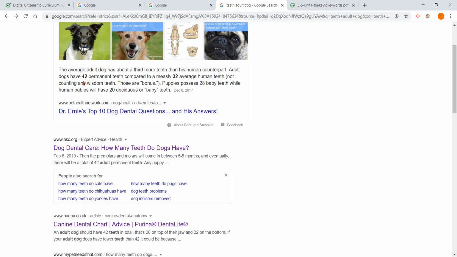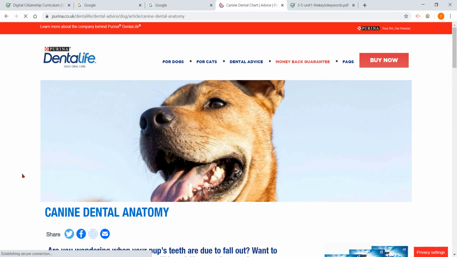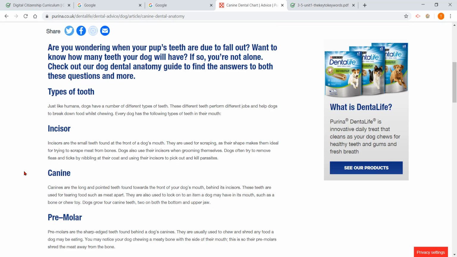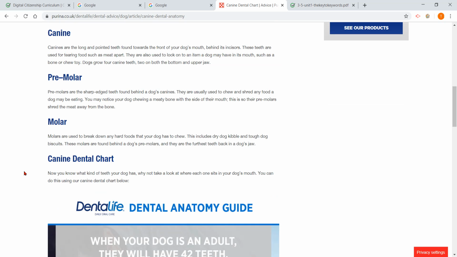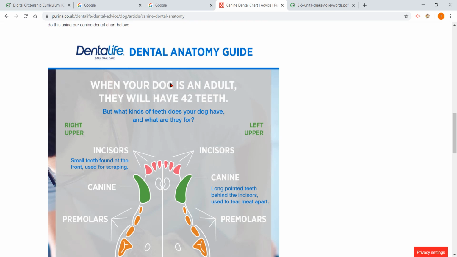You could also go to the Purina dog site. Purina makes dog, I think, and cat products. And yes, they are a company that sells products, but they've been around for a long time, and they probably would give pretty accurate information about how many teeth an adult dog has. So, types of teeth, incisor, canine, premolar. Let's keep going. Let's just see if it gives a number. Aha! Here we go. When your dog is an adult, they will have 42 teeth.